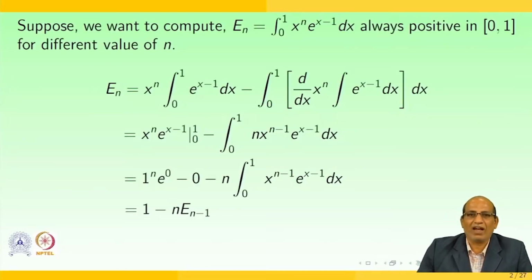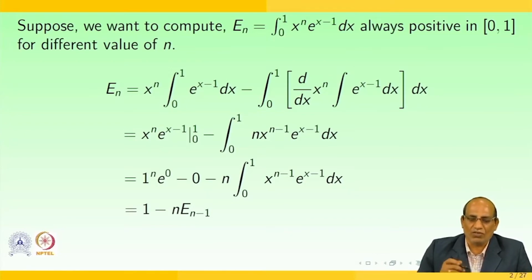Well, having had this background, today we will be using some examples and some theoretical issues and finite digit arithmetic and so on and so forth. Suppose we want to compute En. Let's say En is equal to the integral from 0 to 1 of x^n e^(x-1) dx, always positive in the interval 0 to 1 for various values of n. n could be 1, n could be 2, n could be 3, and so on.